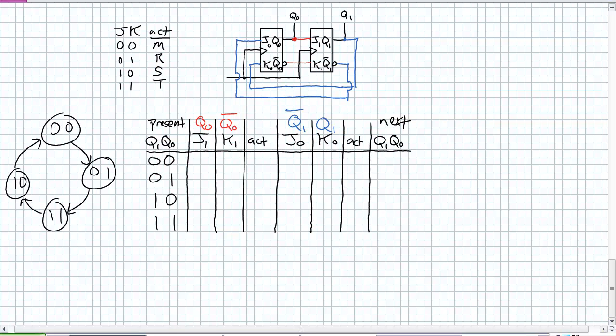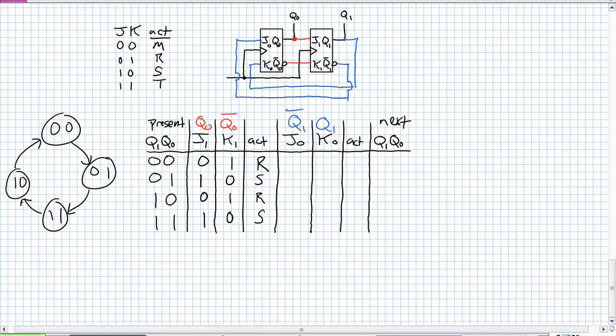Okay, so what are the J1, K1 values and actions given present state 0, 0? Well, J1 is always Q0. So I can go ahead and just fill out that column. What's K1? It's not Q0. So I can just say 1, 0, 1, 0. Our action, what is the action based off J1, K1, 0, 1? It's reset, set, reset, set.